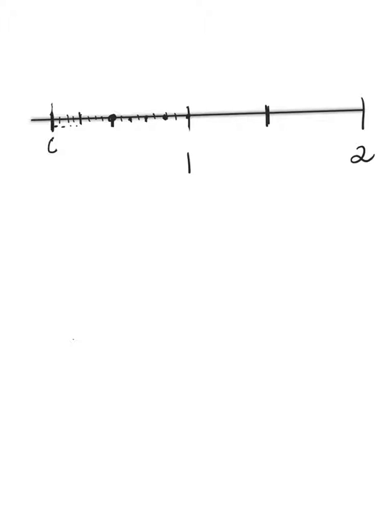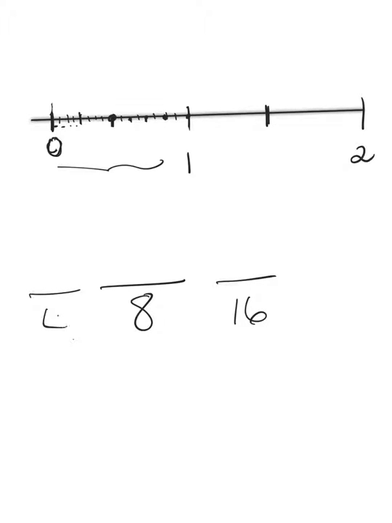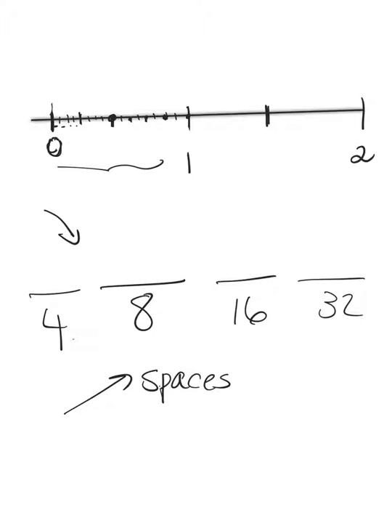So again, to find out how your ruler is divided up, count the spaces between one full unit and the next full unit. The spaces will give you your denominator. It will tell you, is this particular ruler divided up into fourths, into eighths, into 16ths, or into 32nds? So the denominator comes from counting the spaces. But the numerator comes from counting the marks, the hash marks.